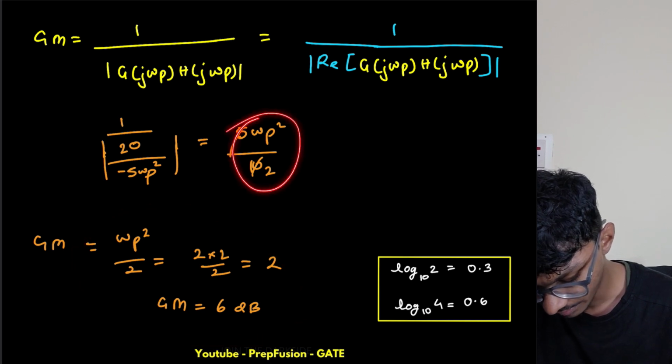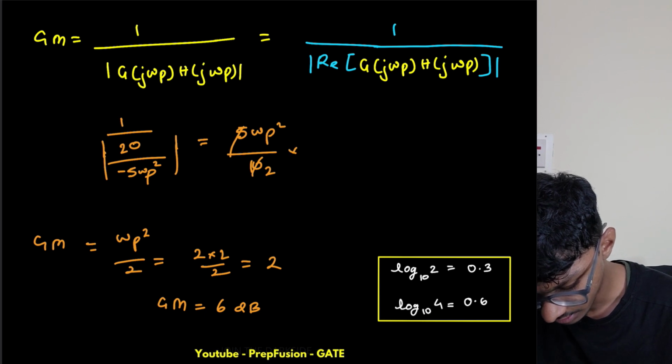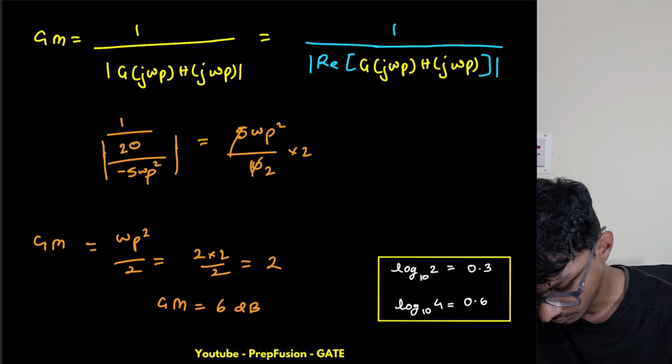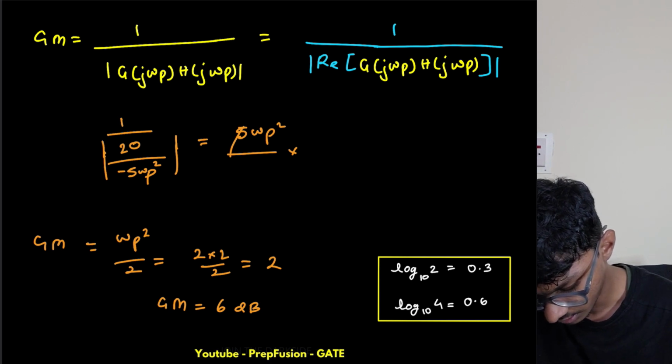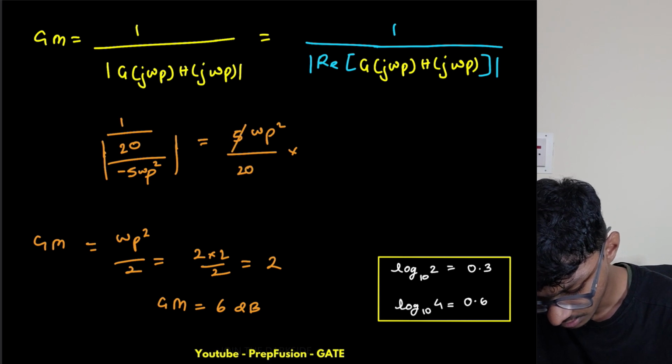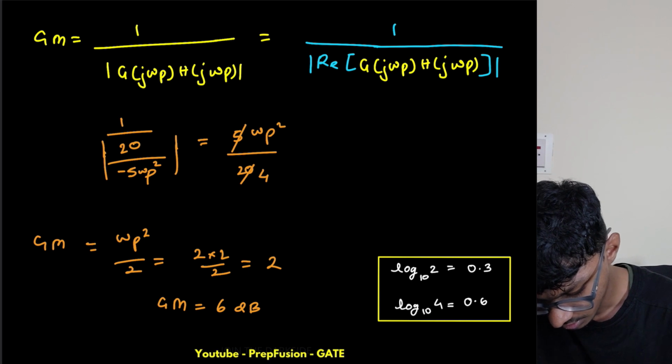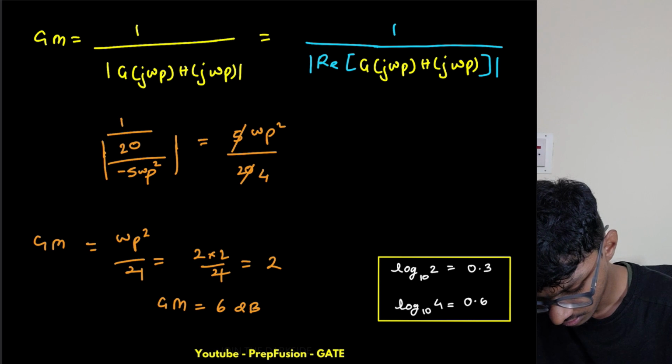So this time it is ωp squared, with a factor of 2 also here, because this is 20, not 10. Sorry, what I did wrong here, this is divided by, okay, this is wrong. So this will basically be 5 by 20, so this will be 4. ωp squared by 4. So my GM becomes ωp squared by 4. So this GM becomes 1 itself.